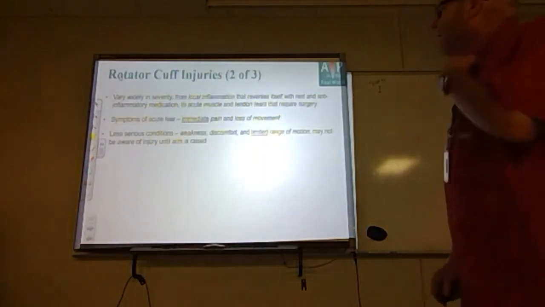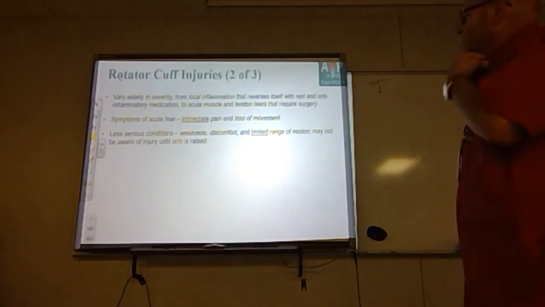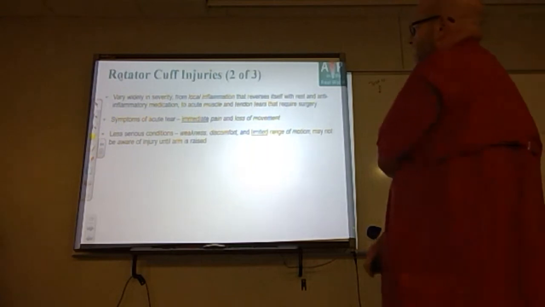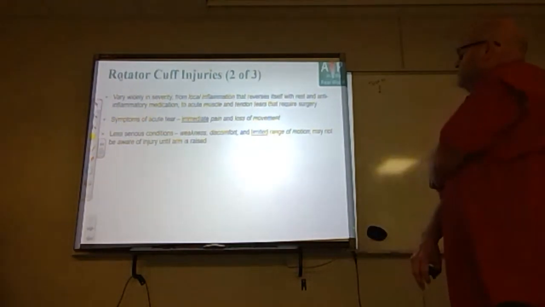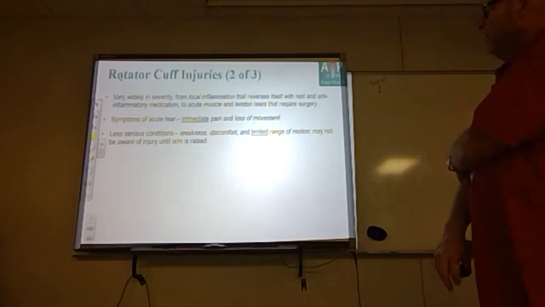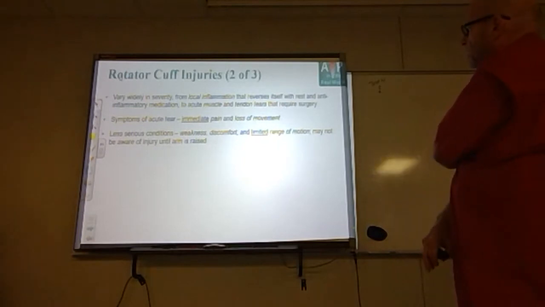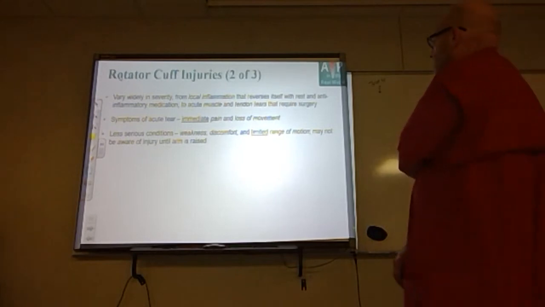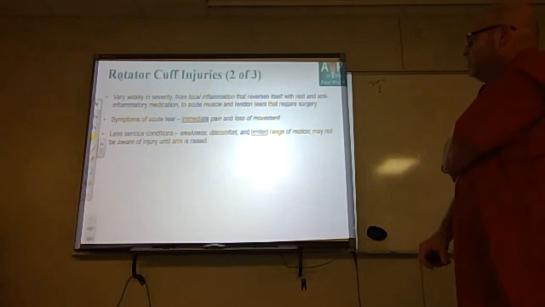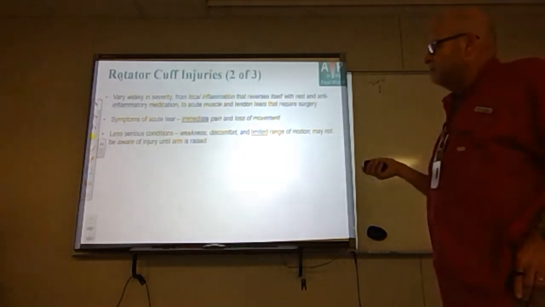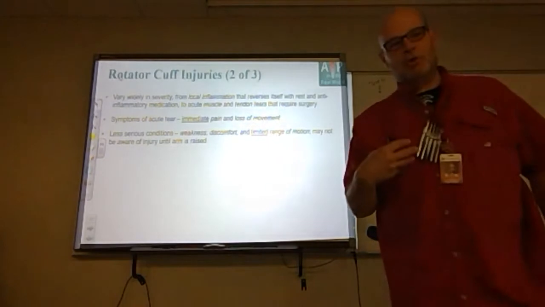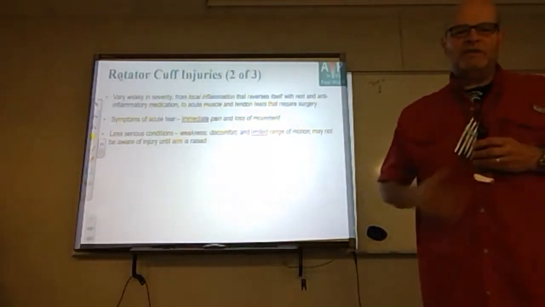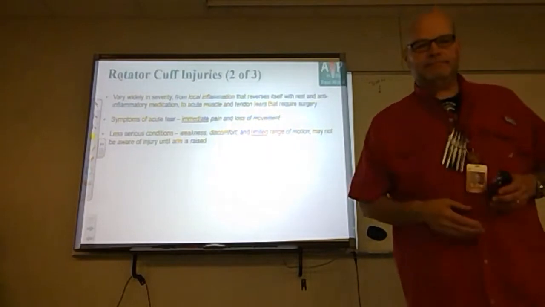Injuries vary widely in severity, from local inflammation that reverses itself with rest and anti-inflammatory medications to acute muscle and tendon tears that require surgery. Symptoms of acute tear are immediate pain and loss of movement. Less serious conditions cause weakness, discomfort, and limited range of motion, and you may not be aware of the injury until the arm is raised. My surgeon told me that most men in my age group discover that they have a rotator cuff injury when they start having trouble getting their wallet out of their pocket.